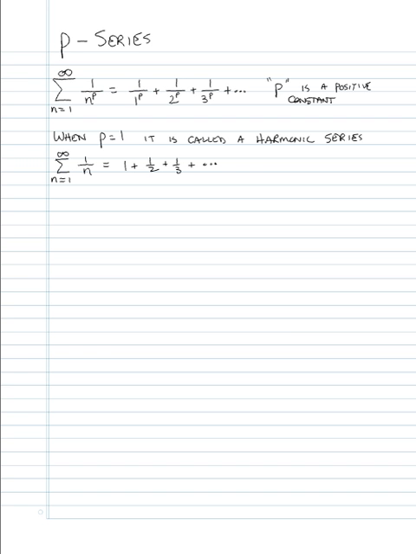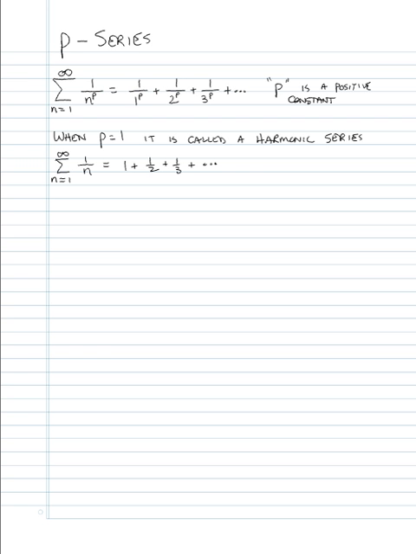So it'll be a series that'll look like 1 over 1 to the p power, plus 1 over 2 to the p power, plus 1 over 3 to the p power. So if p was 2, it'd be 1 over 1 squared, plus 1 over 2 squared, plus 1 over 3 squared. The p is the constant.